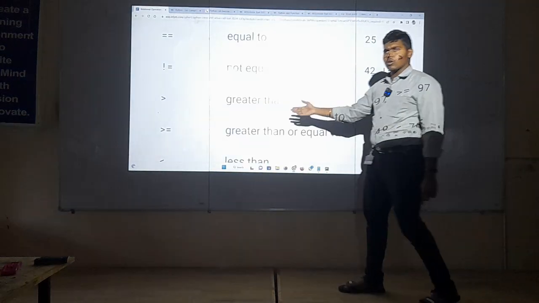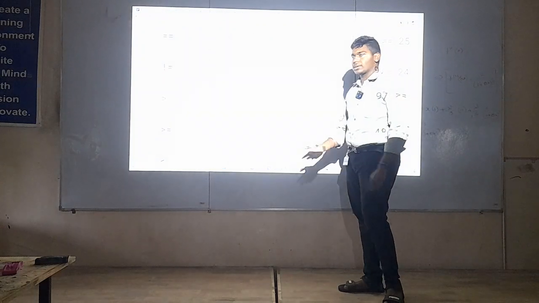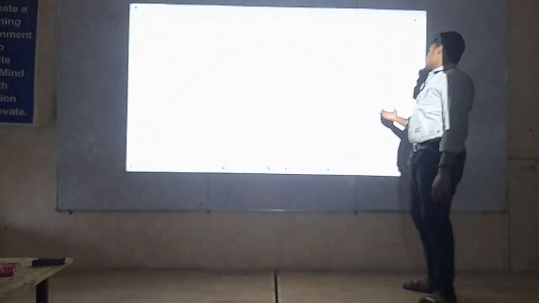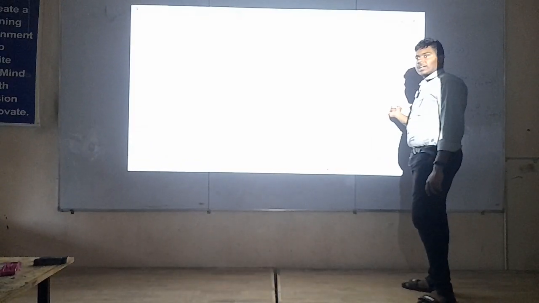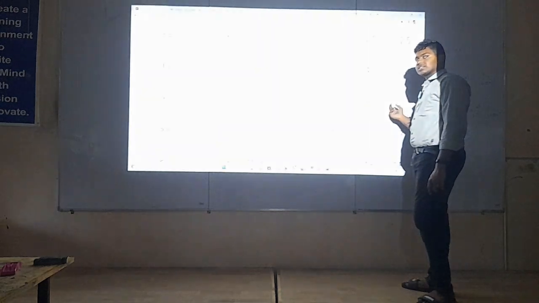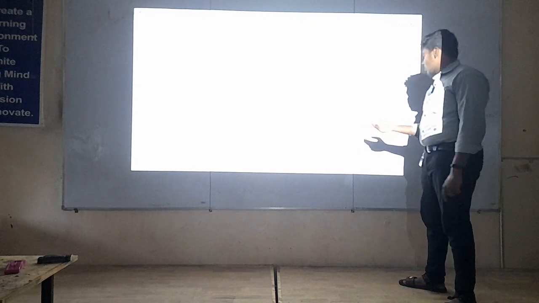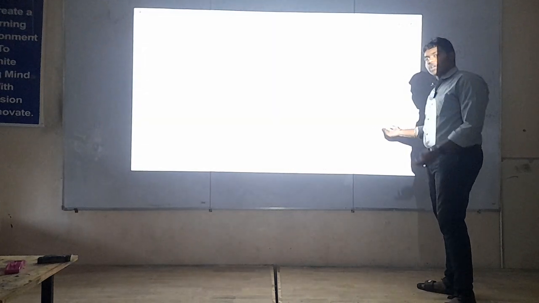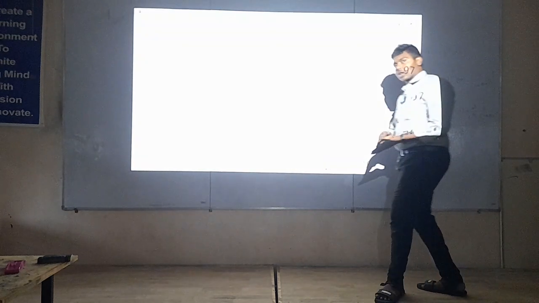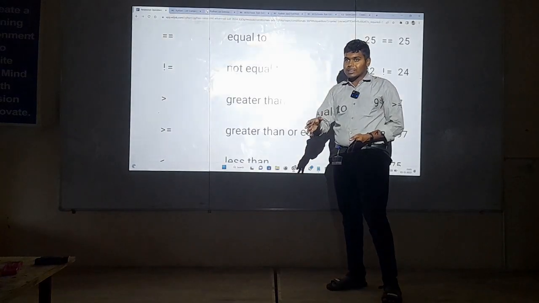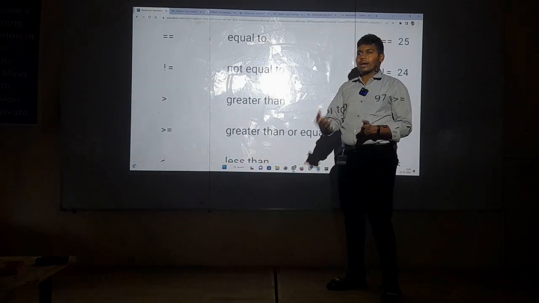So next we have greater than. You all know this from your school mathematics itself. Greater than symbol: 97 greater than 97 will return false because 97 is not greater than 97. It's equal to 97. So next we have greater than or equal to. This comes when you have to include that 97 also, while you have some program where you should check whether that number is equal to or greater than that number.